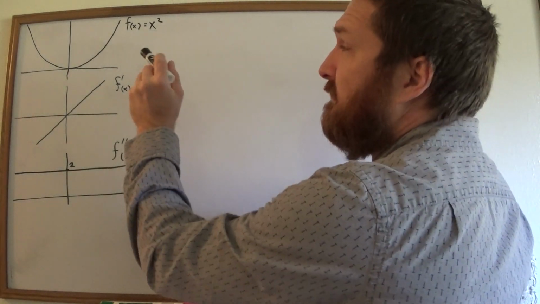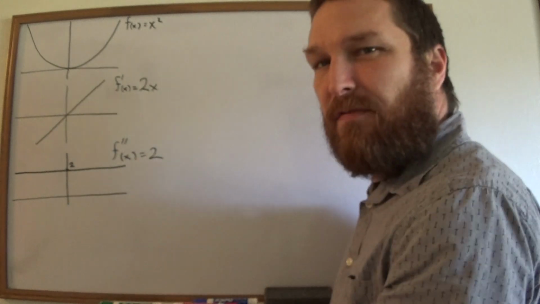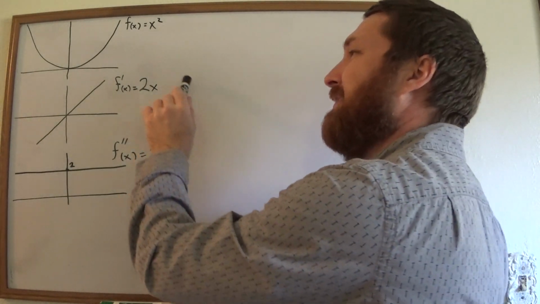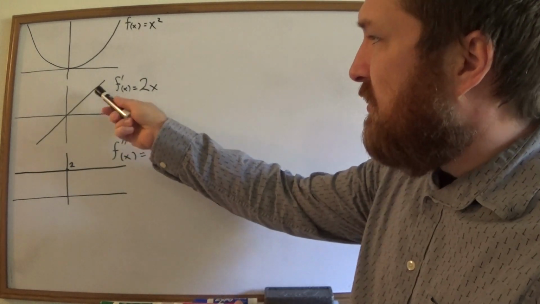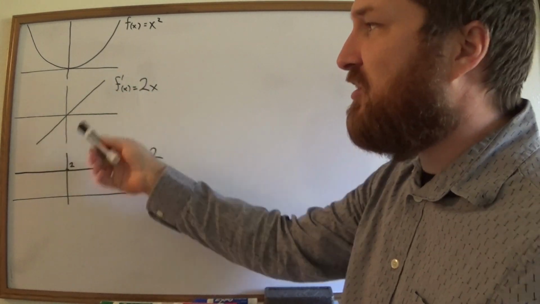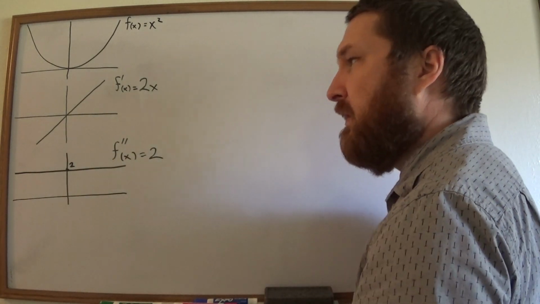You have a function, you could take its derivative. But that derivative itself is a function. And so you could take the derivative of that. And like we did with this one, this is just a straight line. 2x is just a straight line. Its slope is always 2, no matter where you are, right?